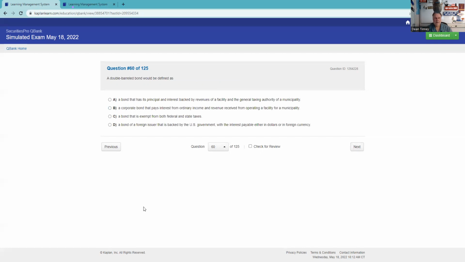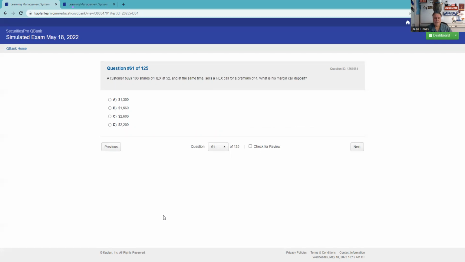A double barrel bond has 2 pledges. Double barreled, hence the term double barreled, 2 pledges. A bond that has the principal and interest backed by the revenues of the facility and the general taxing authority of the municipality. You should definitely know this is a type of muni bond. And that sounds awful good. The one I use is Salt Lake Olympic Organizing Committee revenue bonds, a general obligation of the city of Salt Lake. So A. I have several good muni bond lectures for you.